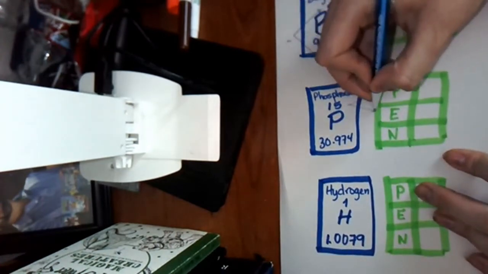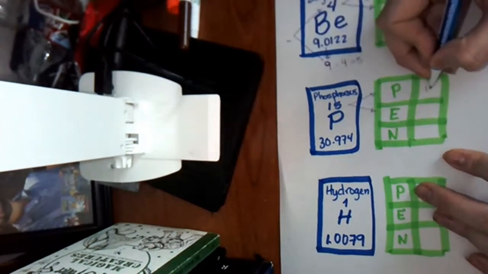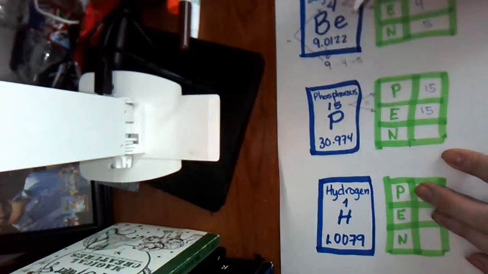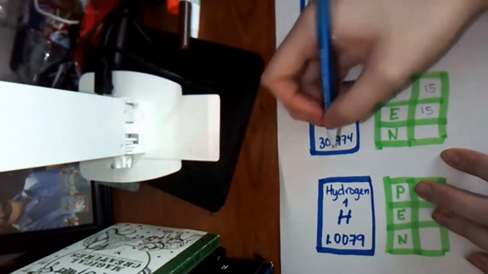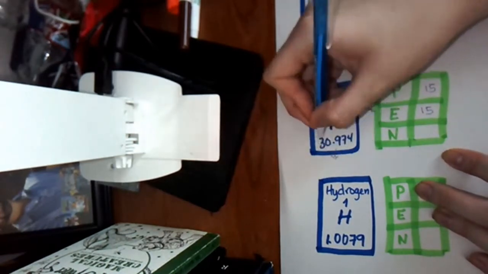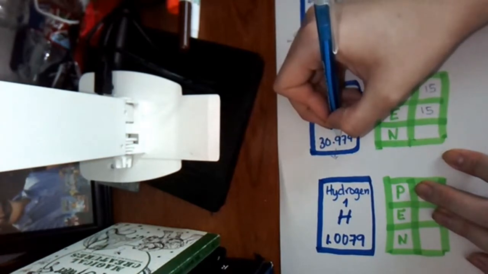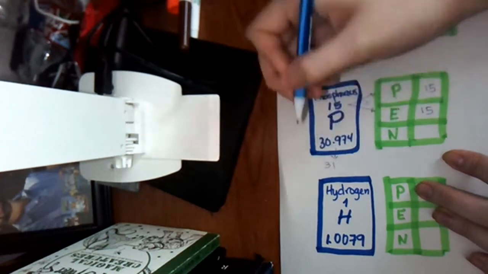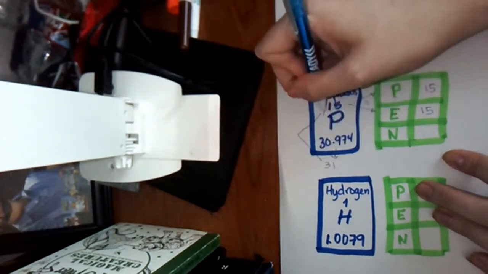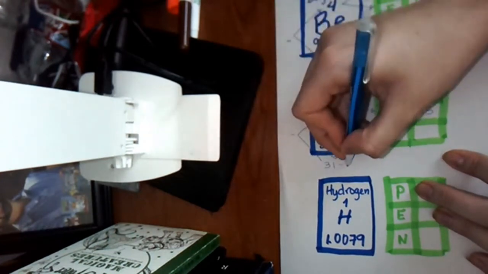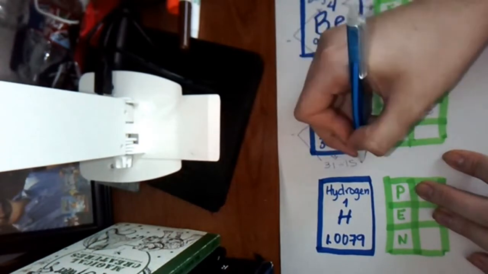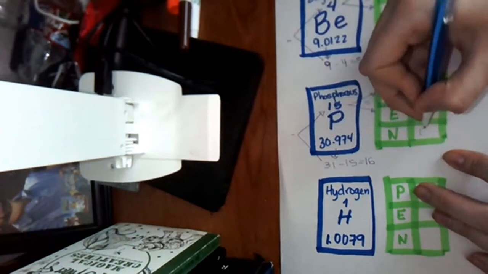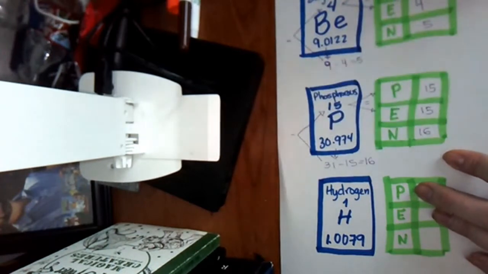15. Okay? And now for neutrons, first step, we round 30.9. 9 is higher than 5, so we round up to 31. Again, we're going to subtract the top number. So 31 minus 15, that is going to give us 16. That would be our number of neutrons.